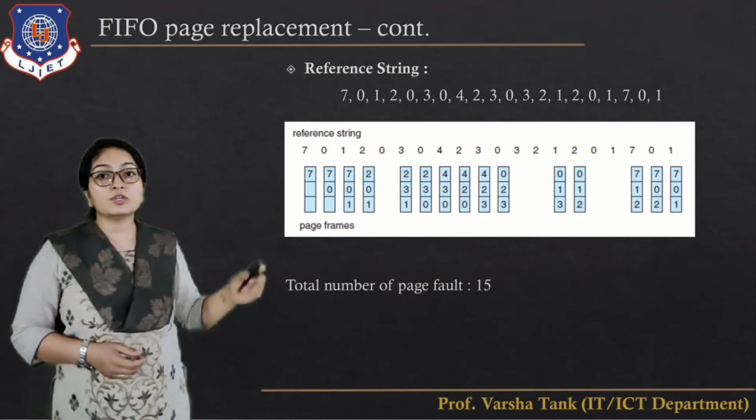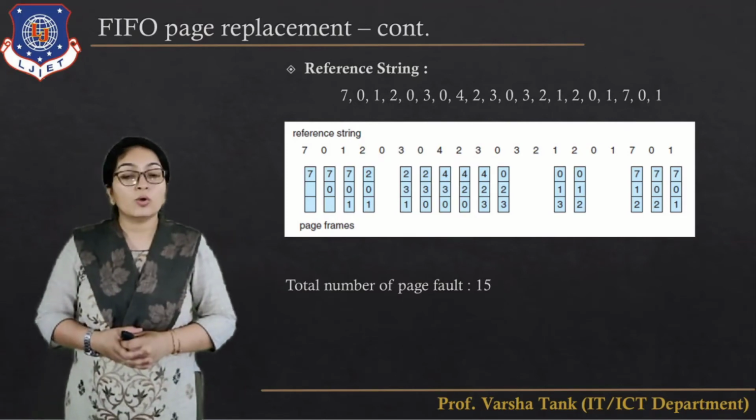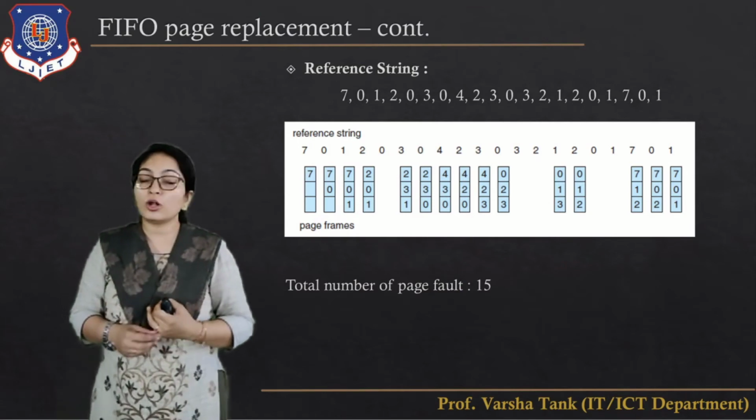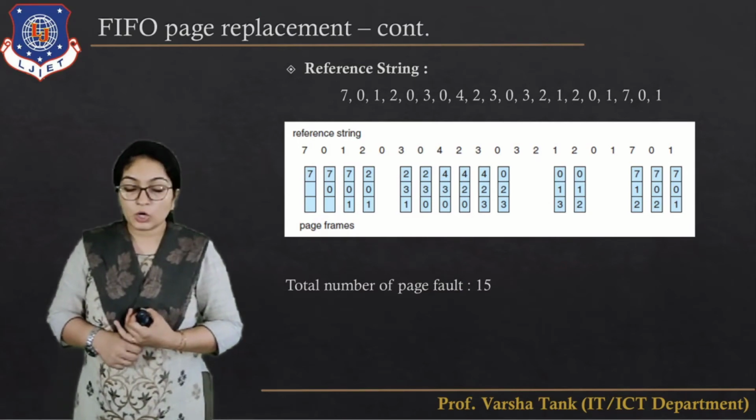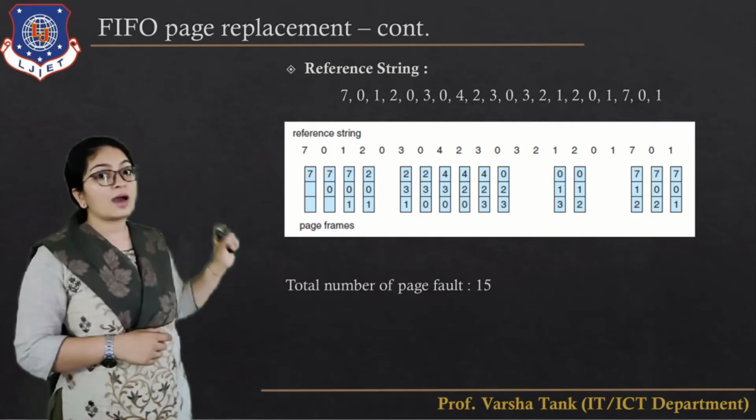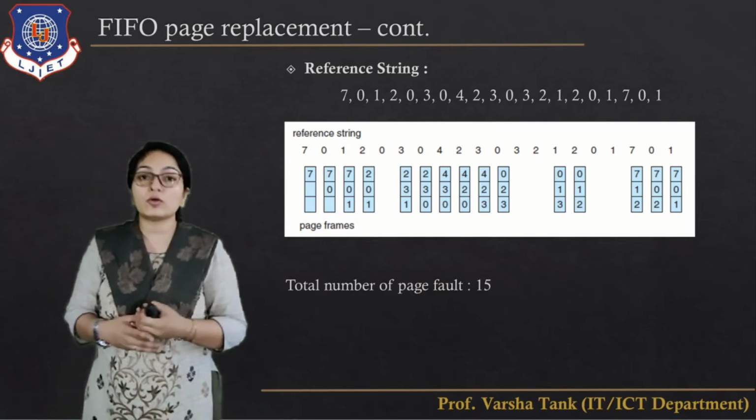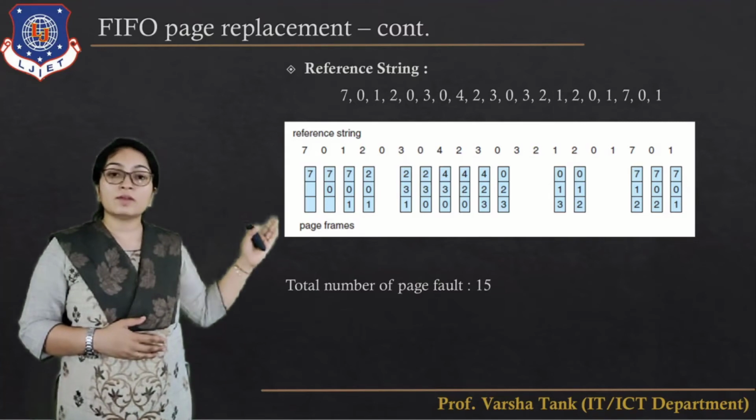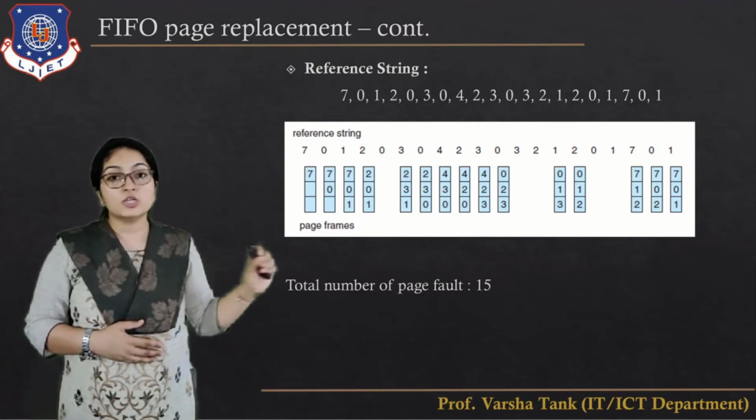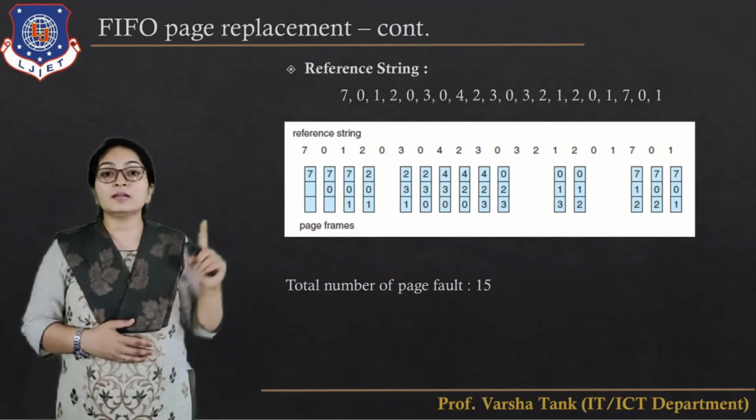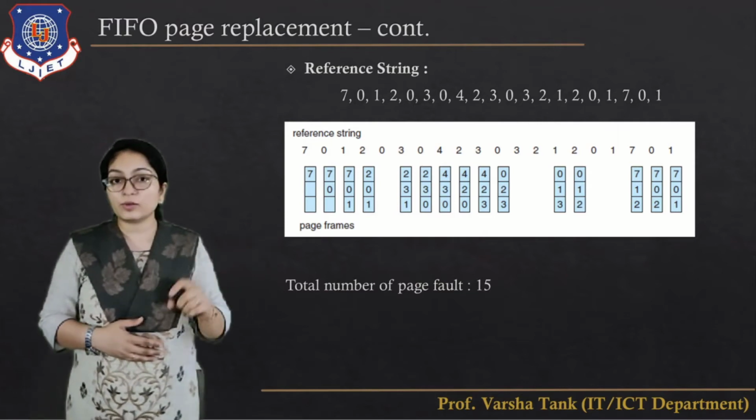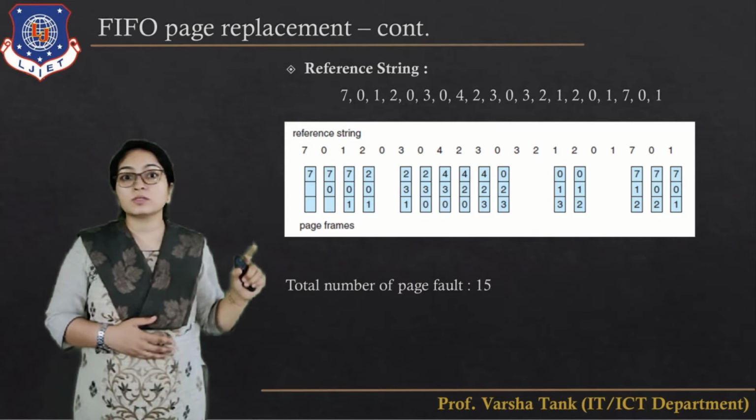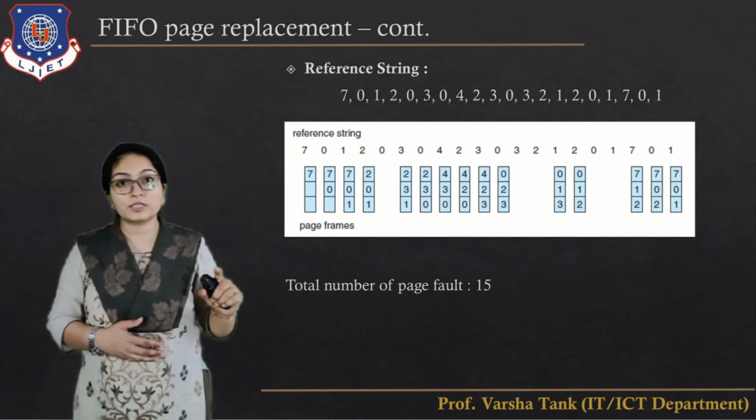Okay, so first of all the 7 is there. For the 7, 3 frames are there. Initially all 3 frames are empty, so we don't have to swap out any page. We just have to swap it in. So 7 will be placed in the frame. That is 1 page fault. After that the 0 is there. Again the frame is free, so 0 will be inserted in the frame. Again there is a page fault because 0 is not available in the page frame.